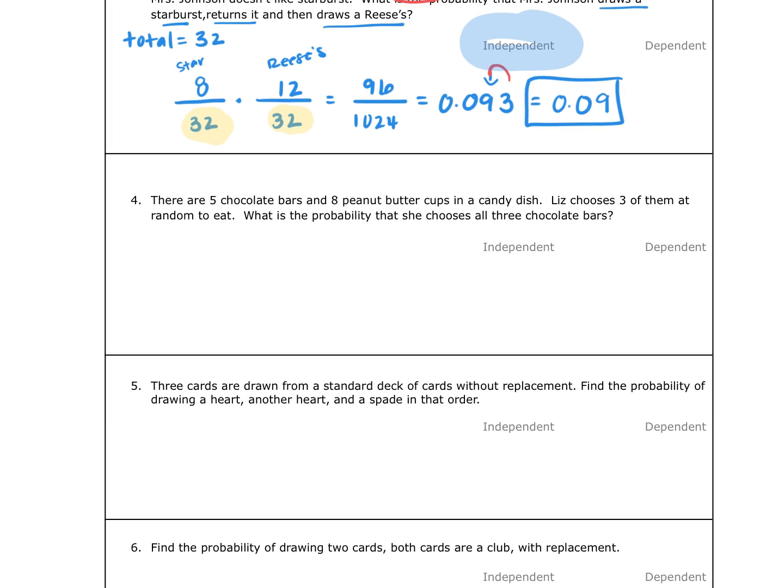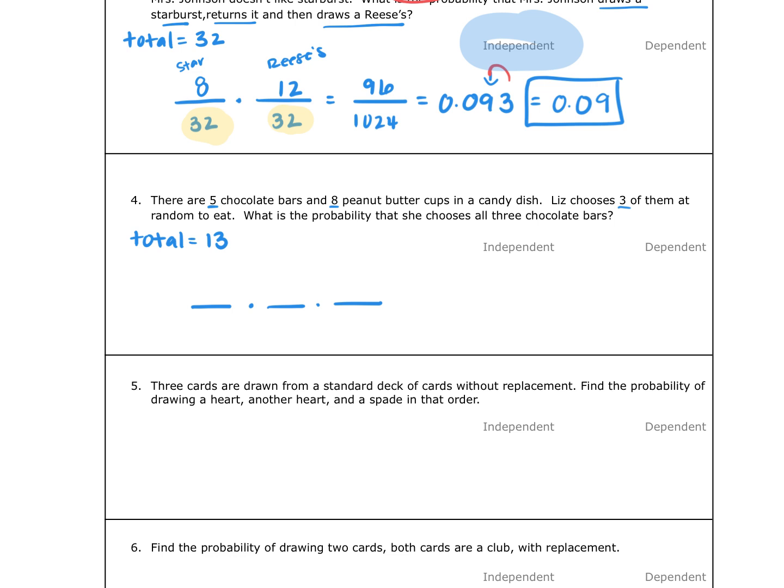Okay, let's look at number 5. There are 5 chocolate bars, 8 peanut butter cups in a candy dish. So it didn't tell me the total. So I'm going to take that 5 and I'm going to add that 8 and my total gives me 13. So I know in a dish there are 13 candies. Liz chooses 3 of them at random. Okay, so right away, because she's choosing 3, I know I want 3 lines.